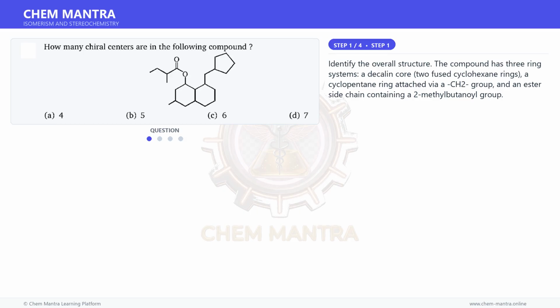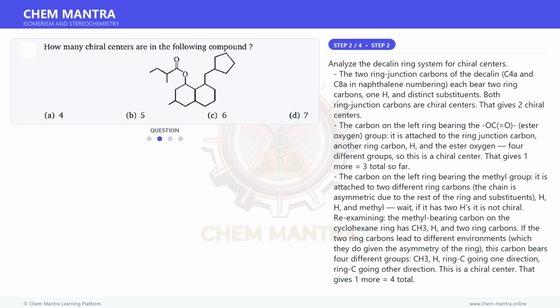Identify the overall structure. The compound has 3 ring systems: a decalin core, 2 fused cyclohexane rings, a cyclopentane ring attached via a CH2 group, and an ester side chain containing a 2-methylbutanol group. Moving on to the next step.